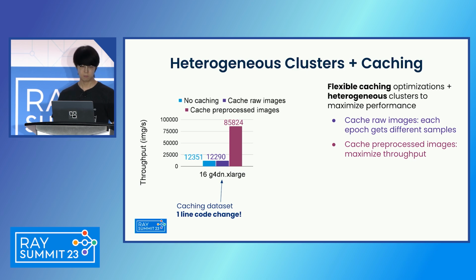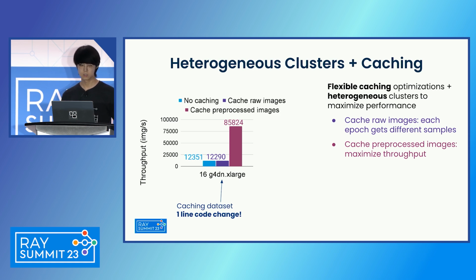And so comparing the results from just the caching and using heterogeneous clusters to the first benchmark, we can really see how much performance we can squeeze out of Ray. Taking a look at just the results from the caching, in blue we have the results from the 16-node case in the first benchmark without any caching. And then in purple, we have the variant where we're caching raw images.